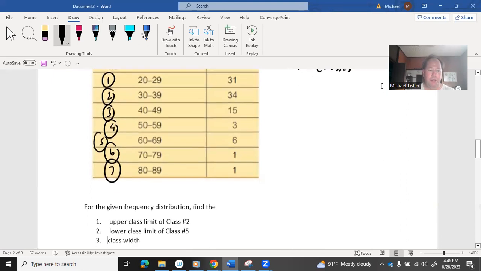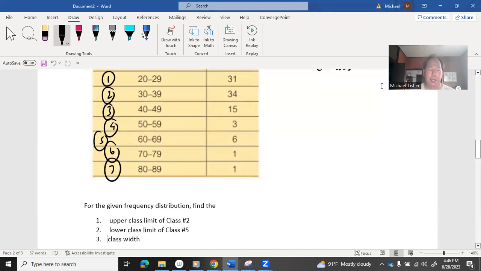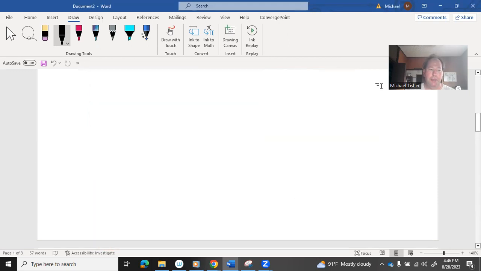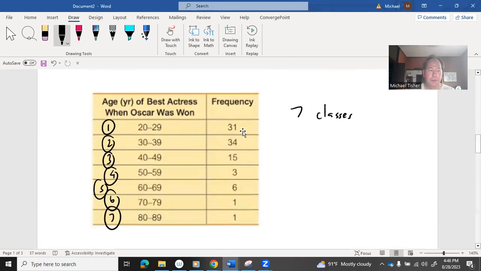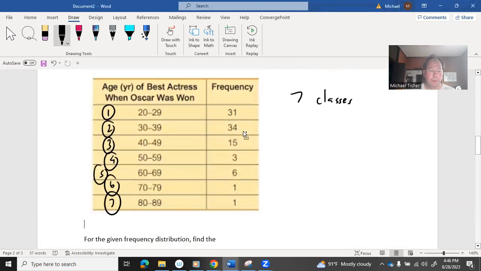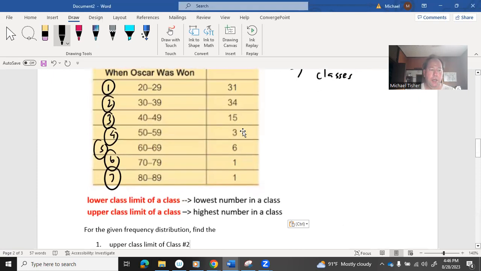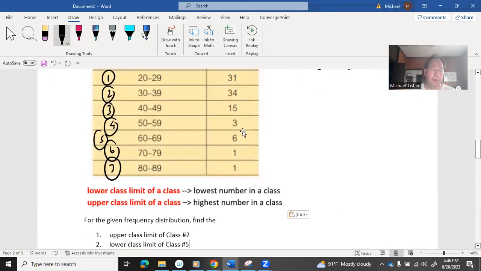Now we're going to do some things here for this frequency distribution. So first of all, we want to find the upper class limit of class number 2. So let's see what upper class limit actually is. I got this out of some notes here. So the lower class limit is the lowest number in a class, and the upper class limit is the highest number in a class. All right. So let's do the upper class limit of class number 2.